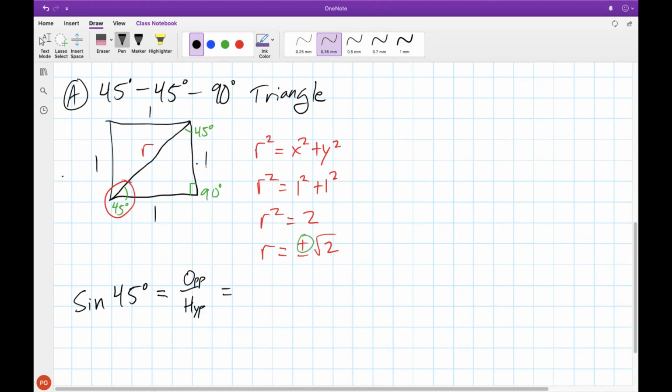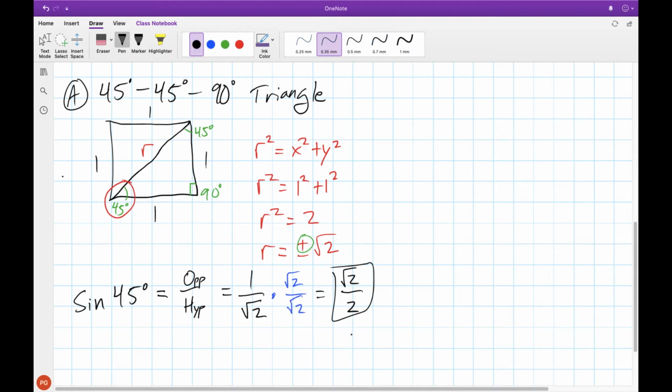In this case, our opposite side is equal to 1, and our hypotenuse is equal to our radius, which was root 2. Now I encourage you to make sure to simplify these so you don't have any roots on the bottom. To rationalize the denominator here, we need to multiply the top and the bottom by root 2. And there's our answer for sine 45.